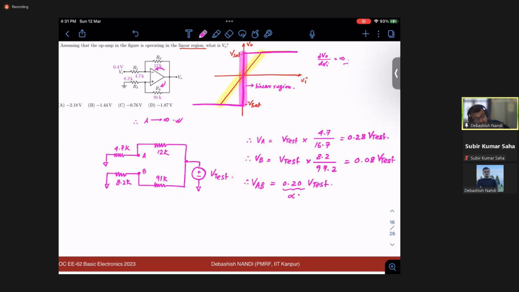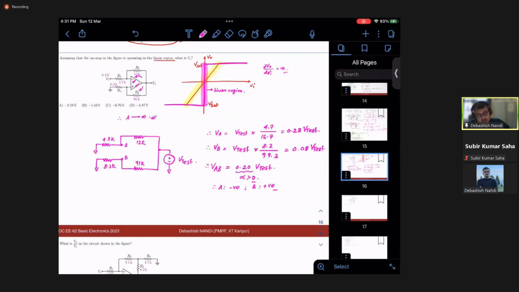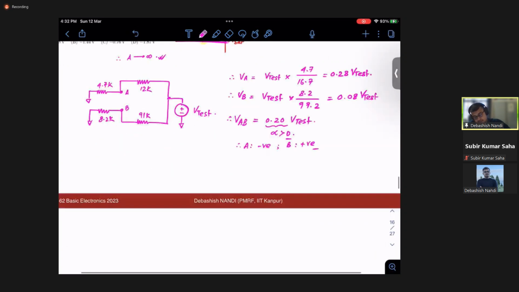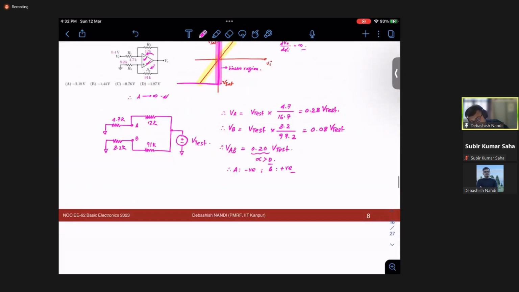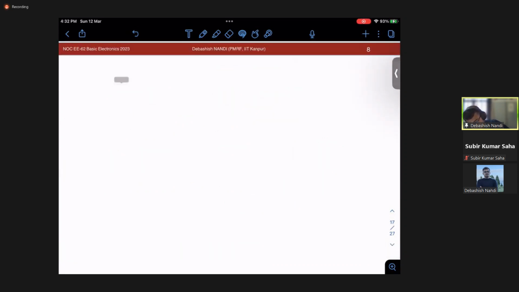So your alpha is greater than 0. That means your A terminal should be negative and B terminal should be positive for the circuit to be in negative feedback. So this is negative, this is positive. Yes, so we have confirmed that the circuit is in negative feedback. Now we will apply the virtual short concept. So now if I simply copy this circuit, I have this voltage and this voltage the same. Let's say this is Vx.